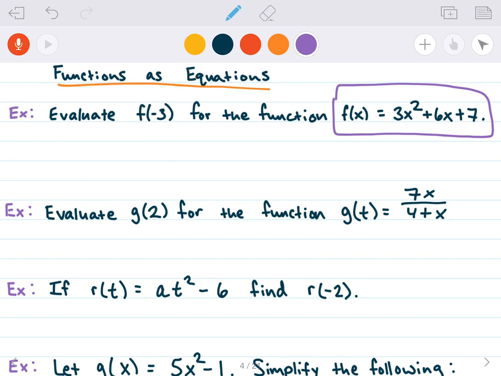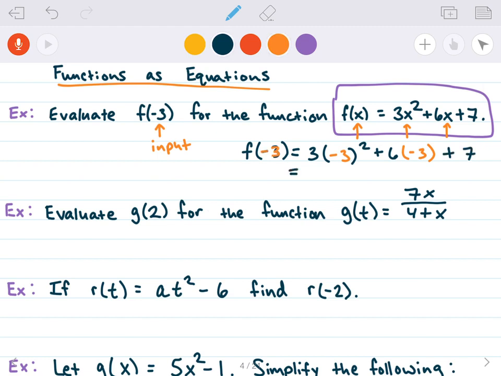Now, what this is telling me is -3 is my input. I'm going to input -3 anywhere I see a variable. In this case, our variable is x. So let's go ahead and do that. All right, so what is our output? Well, we have f of -3 is equal to 3 times -3 squared plus 6 times -3 plus 7. So anywhere I see an x, I plug in a -3.